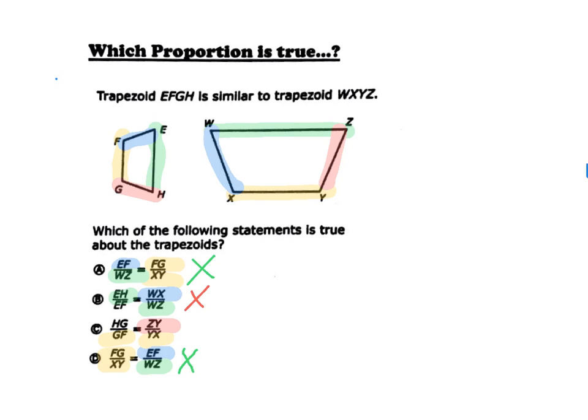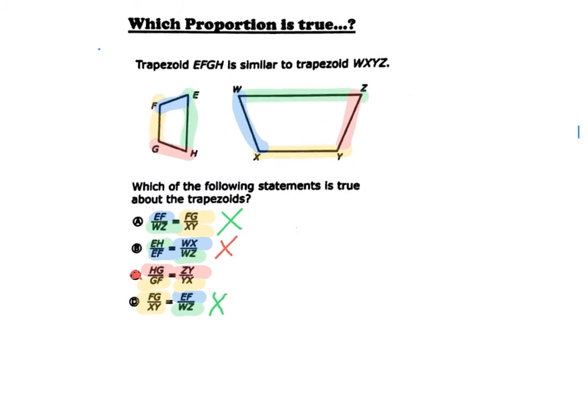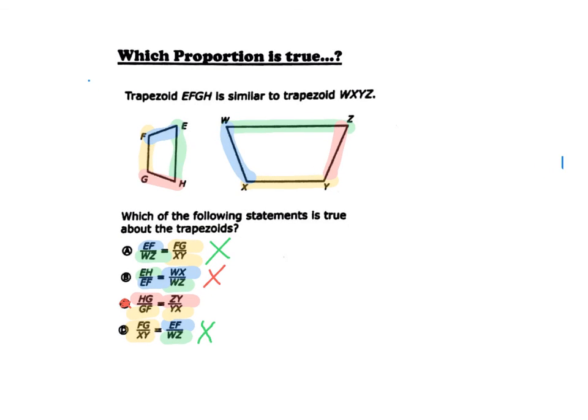EF was blue. And yeah, we already did that one. And HG is red. So therefore, this one is the correct answer. So we're gonna go ahead and shade that in. Because it's saying that HG and ZY are similar and GF and YX are similar.